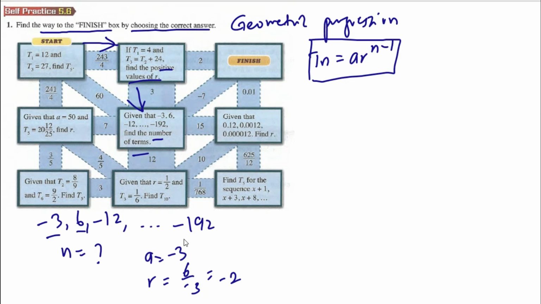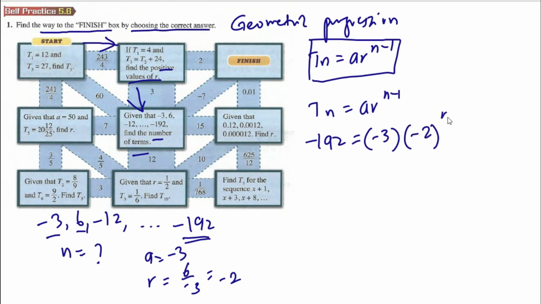Now, we can substitute. So, this is Tn. So, Tn is equal to Ar^(n-1). So, we don't know n yet. But we know Tn. Tn is negative 192, is equal to A, which is negative 3, R is negative 2, and this one is n minus 1. Negative 3 first. So, negative 192 divided by negative 3 is equal to negative 2 to the power of n minus 1.